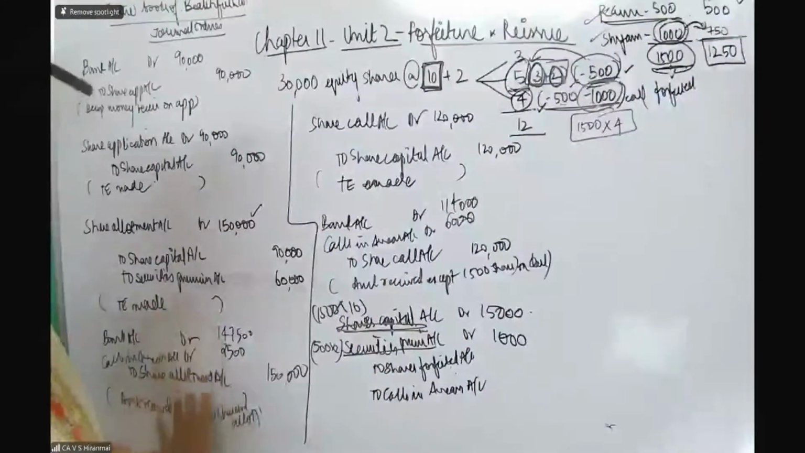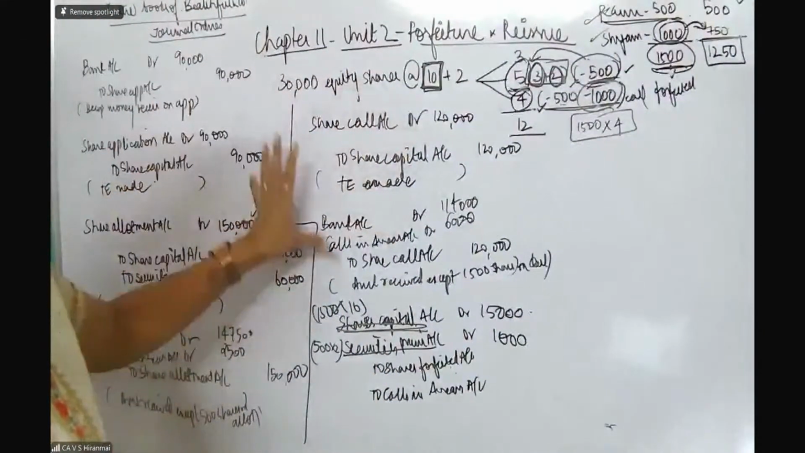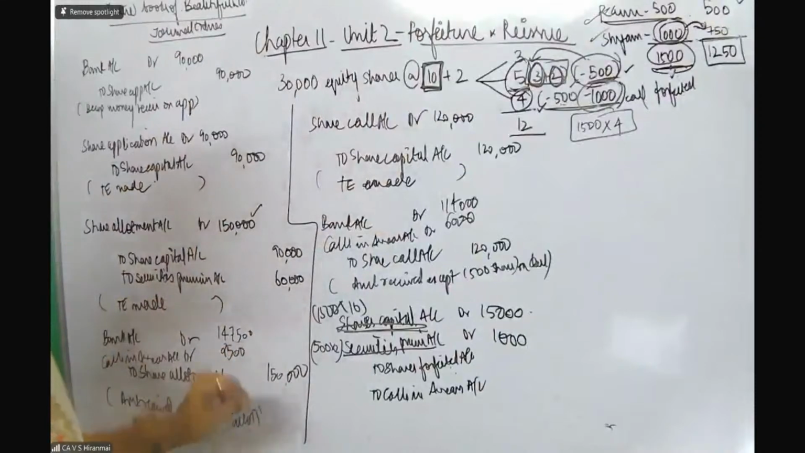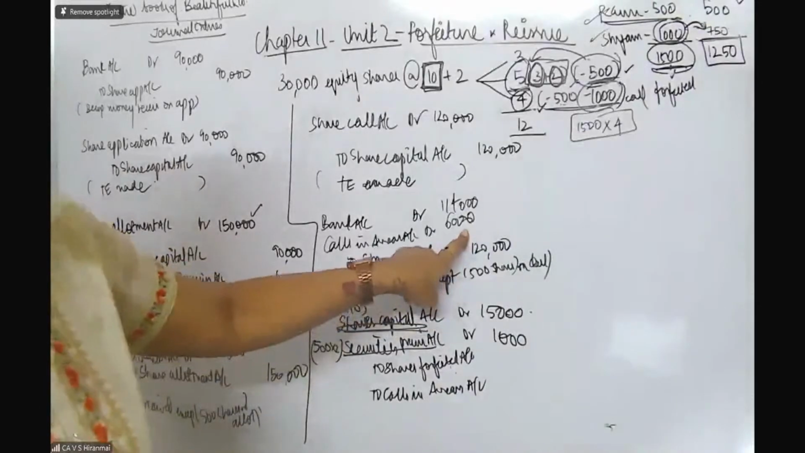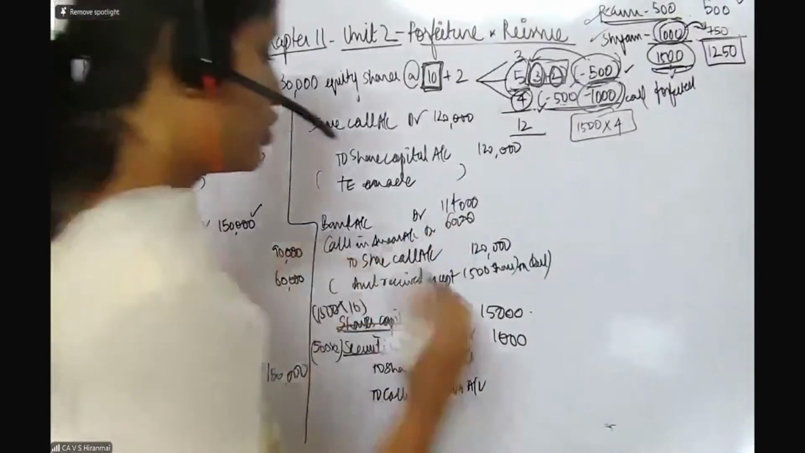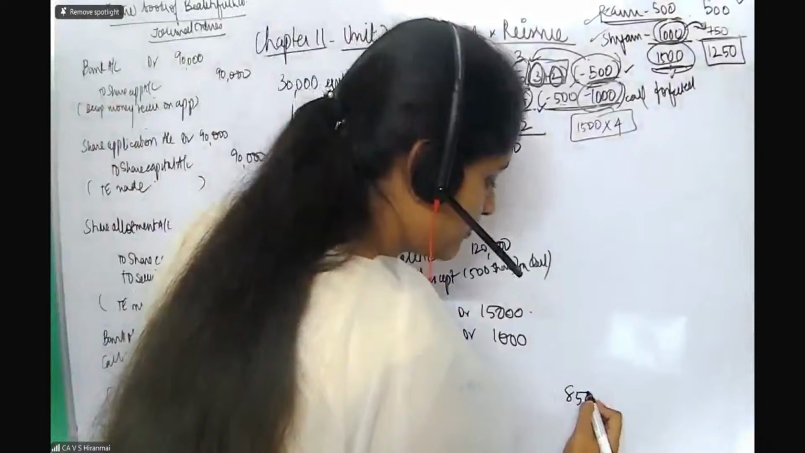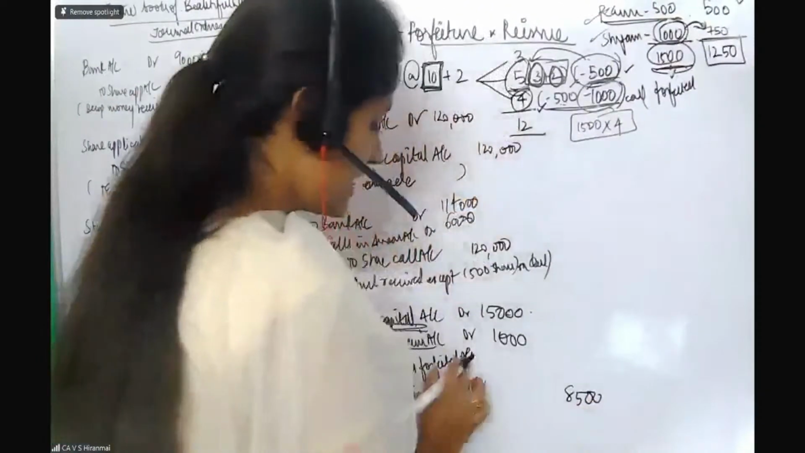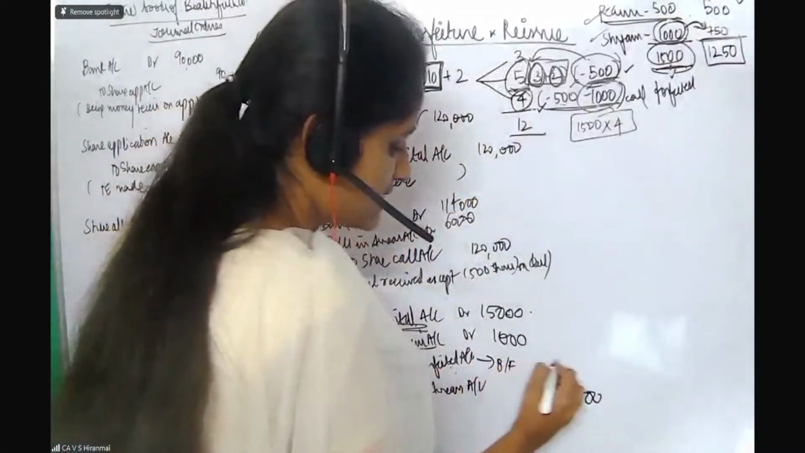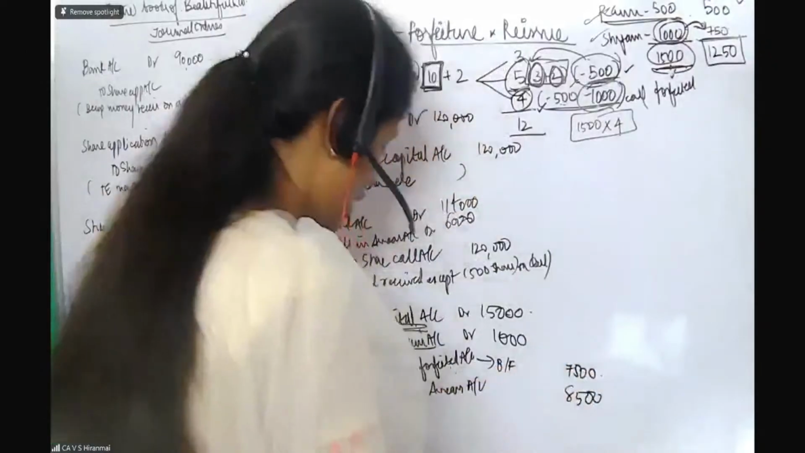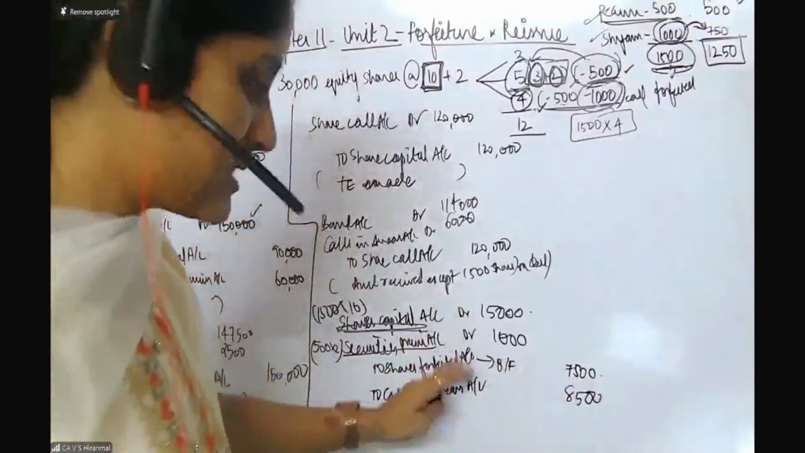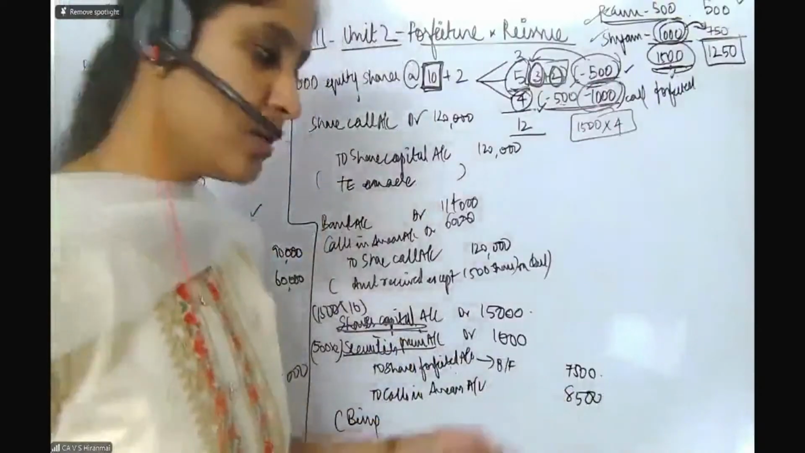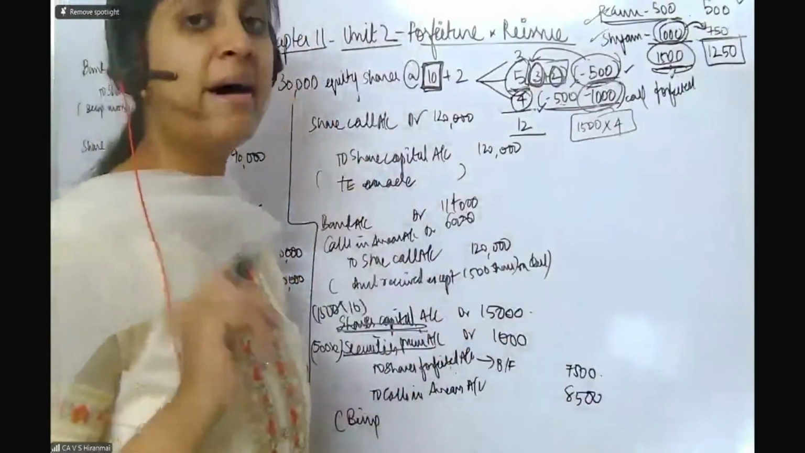Please see here. Go to your original issue entries and see how much is the calls in arrears amount. Okay. Calls in arrears amount is how much? In this entry, 2,500 and in this entry, it is 6,000. Add both. So total calls in arrears will come to 8,500. Take the shares forfeited as the balancing figure. Then you will not make a mistake. What did I do? I didn't do anything. Debit side, you should know how to write. Then only you can take the credit side as the balancing figure.